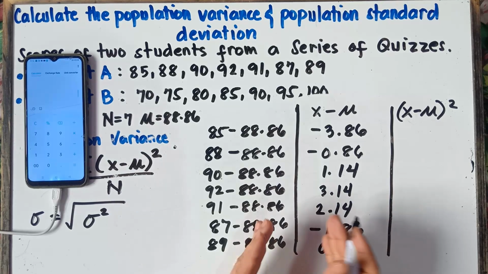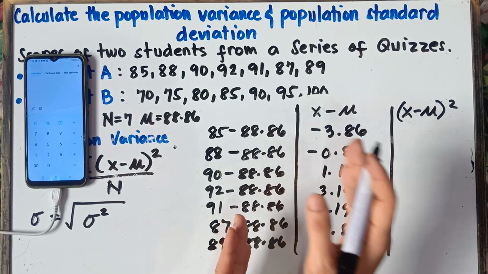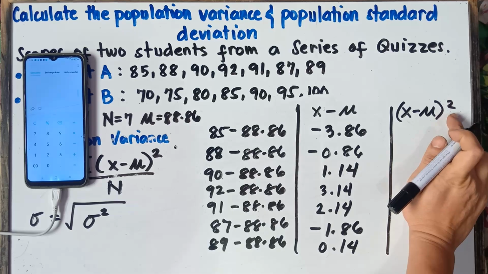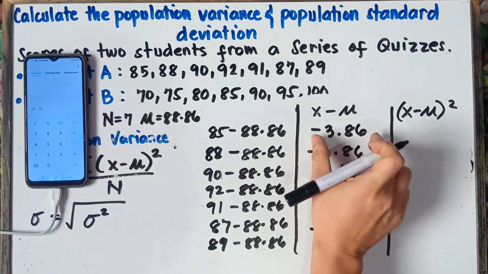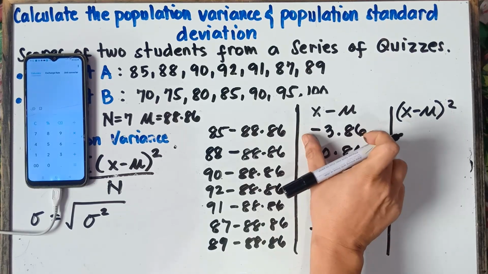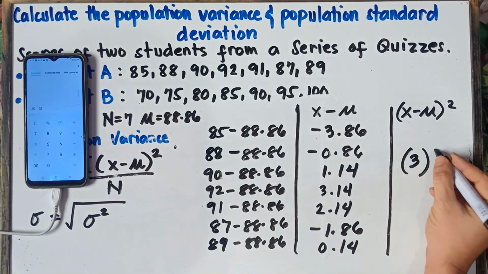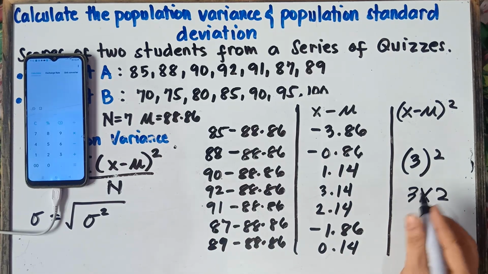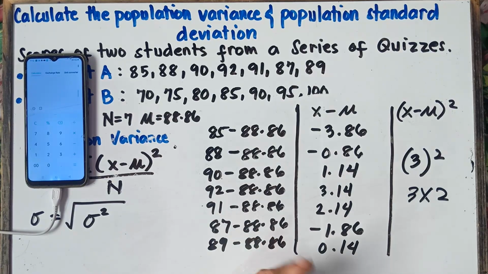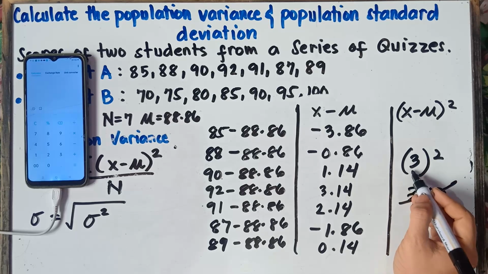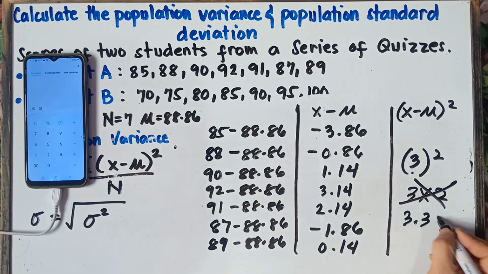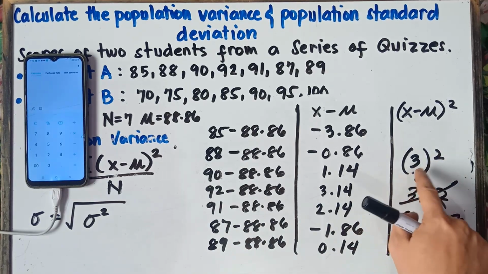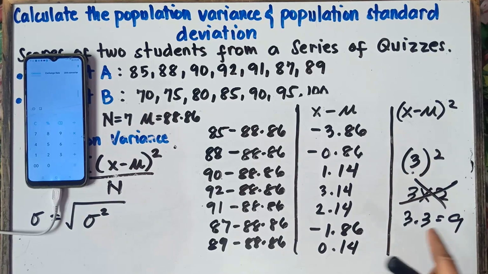Now, once you have your answer, when you subtract the sample by the population mean, you need to get the square. Square means you multiply this expression by itself twice. If you have 3 squared, it doesn't mean 3 times 2. It means 3 times 3, so 3 squared is equal to 9.